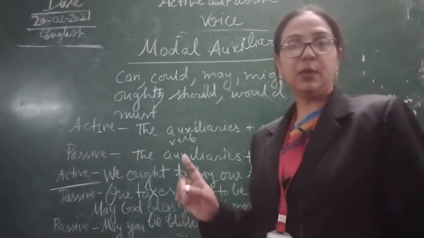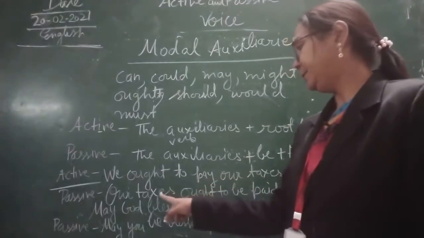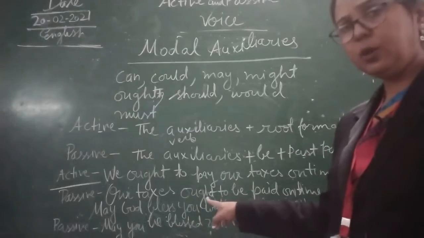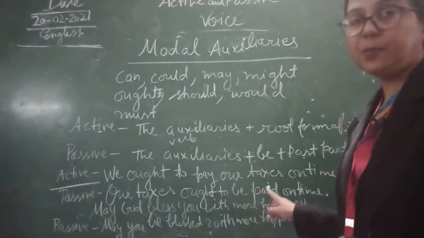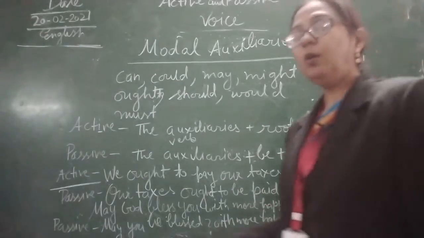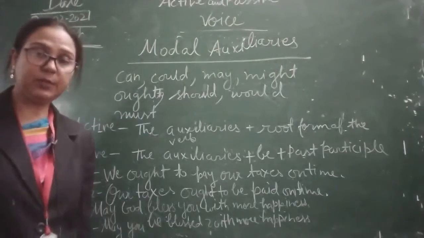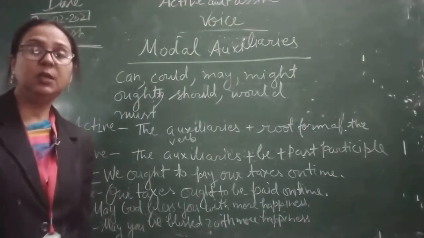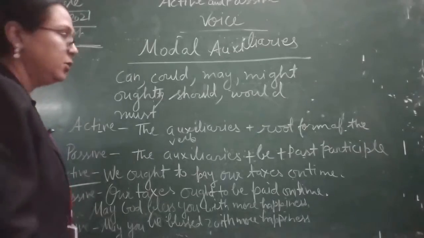Now here children, you can see after this auxiliary ought to, we will put be, okay, and then the past participle. This is the rule of making modal auxiliaries from active to passive voice. So children, we will be continuing the same topic, modal auxiliaries.